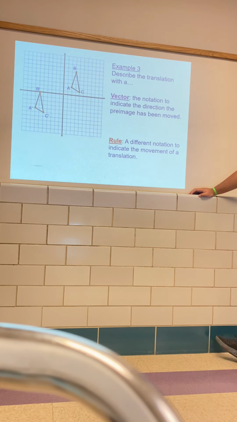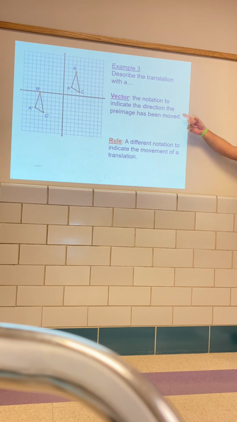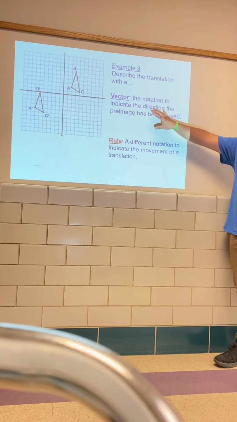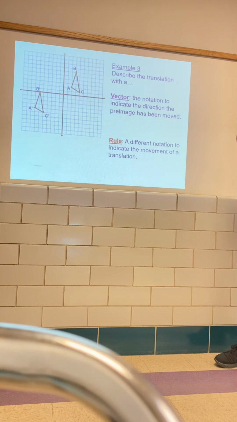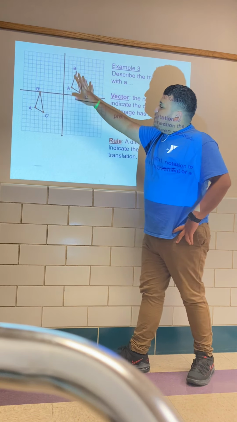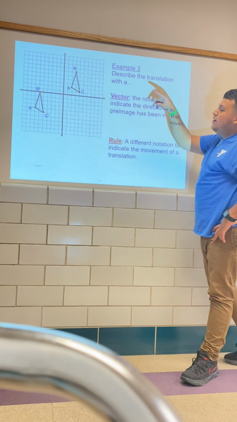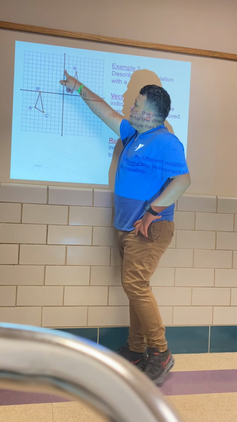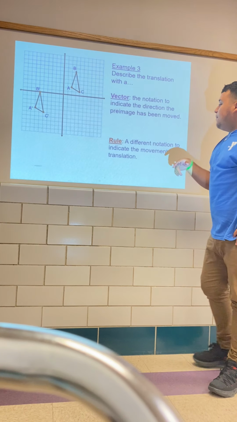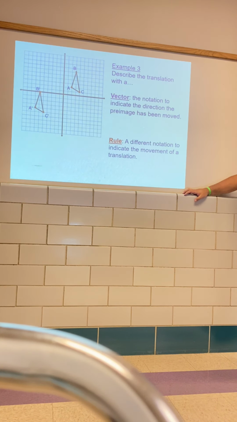Okay. Describe the translation with a vector. So, make sure you put this in your notes as well. Vector is the notation to indicate the direction the pre-image has been moved. Okay. So remember, we are looking for the vectors anytime that we're trying to graph something. So if we look at this image right here, and then we look at the image that transforms here, we have to find out how many it takes to go right here, okay? And that goes for each one that's there. All right, remember the rule, a different notation to indicate that movement of a translation, okay?